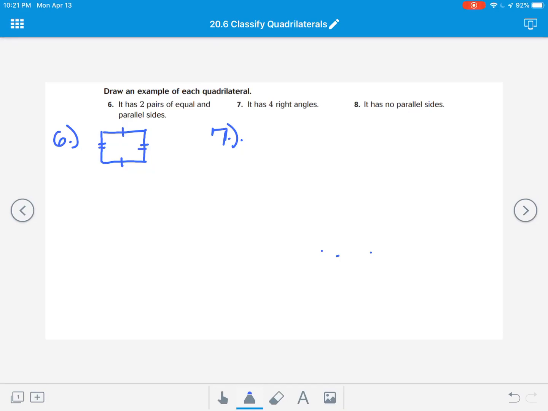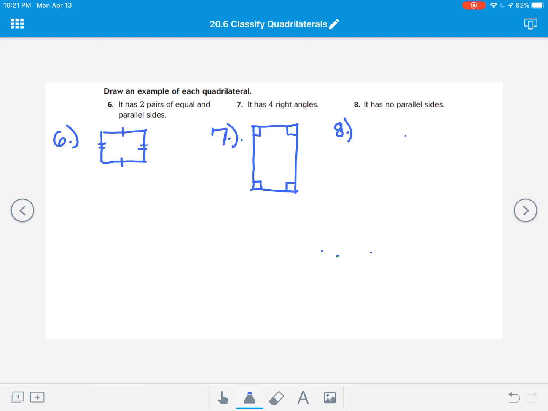Number 7, a quadrilateral that has 4 right angles. Well, I know that rectangles have 4 right angles. It doesn't tell me anything I need to know about the sides, but I do want to make sure that I draw in those right angle keys there, the little squares, to show that that is a right angle.